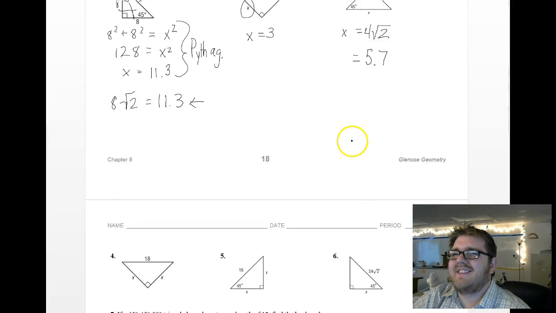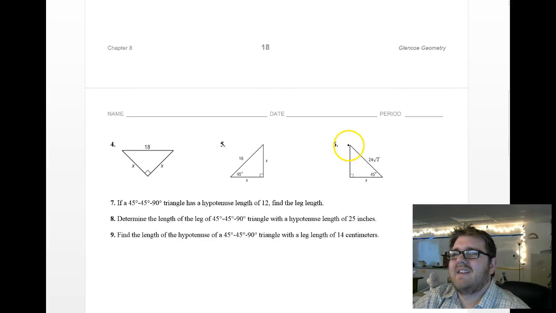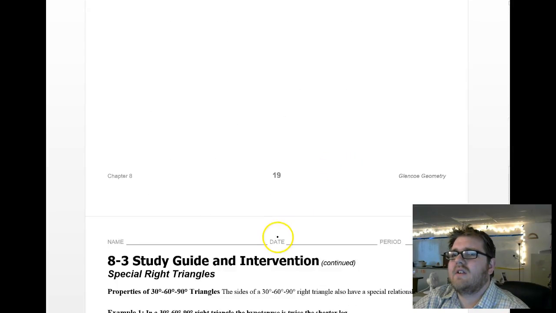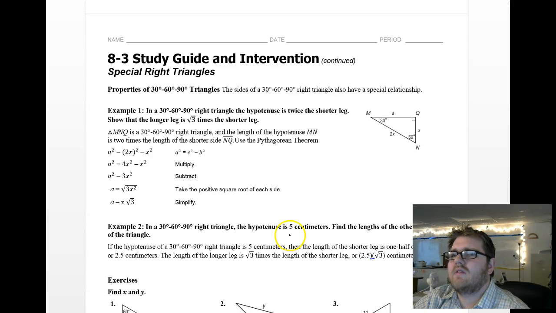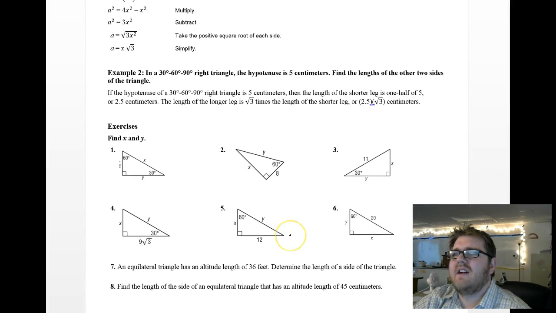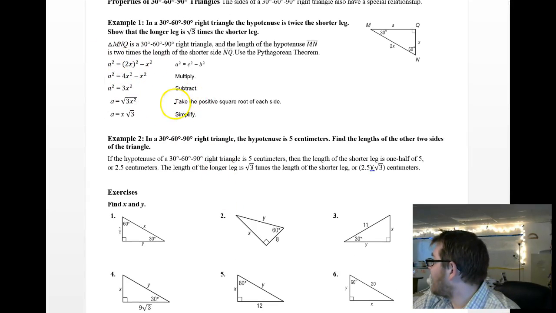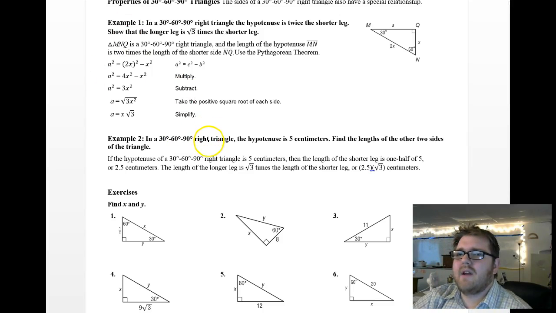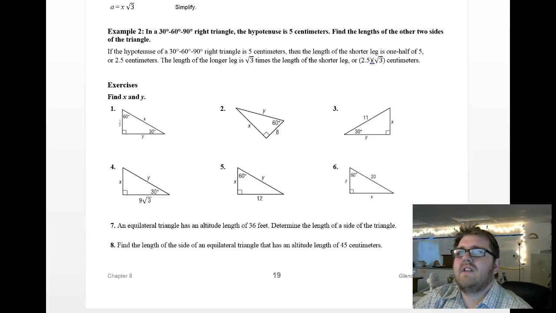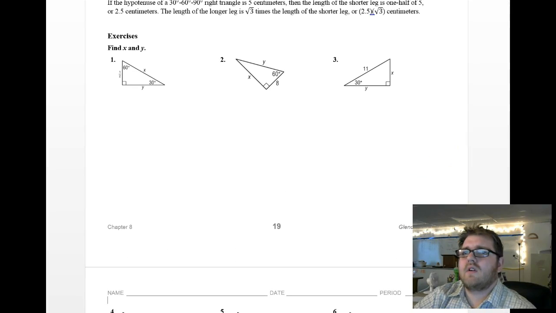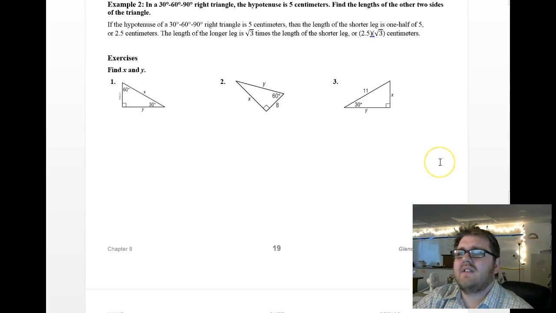Okay, then let's look at some 30, 60, 90s here. And this proof that I went through with you is right here at the top, by the way. I guess I didn't realize that was in the notes already. But let me just do this. Find x and y.